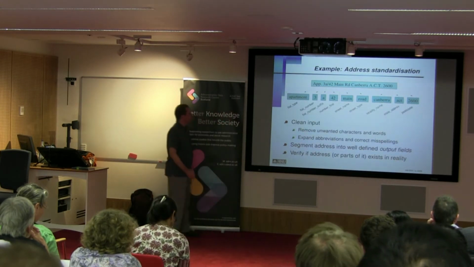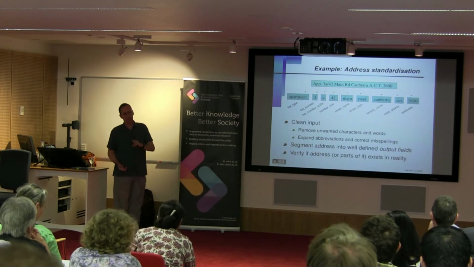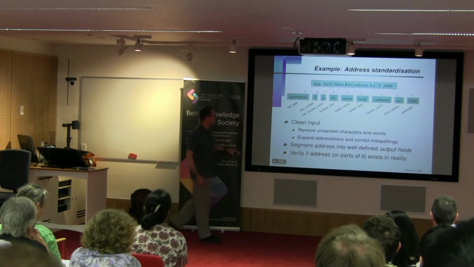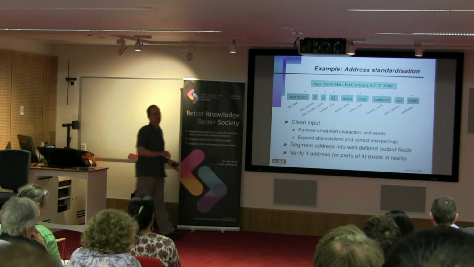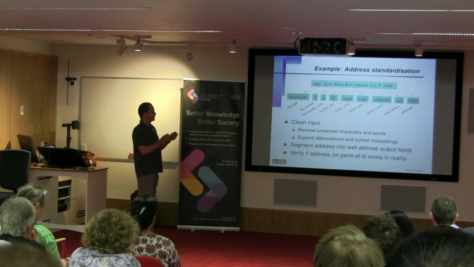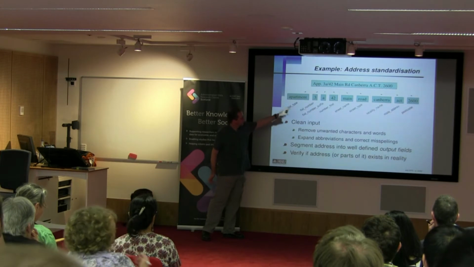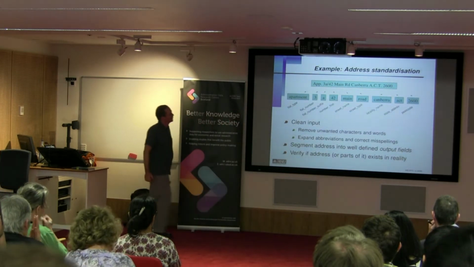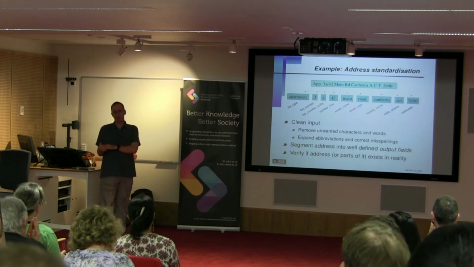So the cleaning step is basically we want to remove unwanted characters, so punctuation, slashes, quotes, whatever we have. We want to expand and correct abbreviations, and we potentially want to correct misspellings as well, right? Then we want to segment the address, and the same for a name, into these well-defined output fields. And then the last step, we can even validate if an address actually exists.